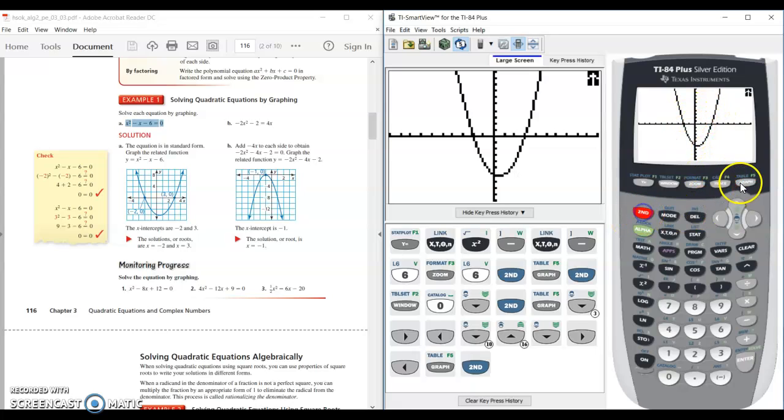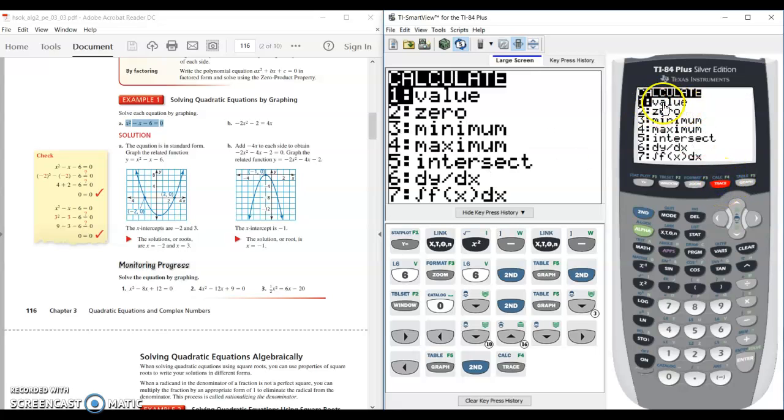So push second, and now we're going to push this trace button, which is now the blue word calc. And you can do a lot of things. You can calculate a value, so you can just plug in an x and it'll tell you what it equals. You can find a 0. That's ours. We're going to be finding zeros. We're looking at when y is 0. And you can find a minimum or a maximum or an intersect. All of those are different things that you can find, and they're very easy. And on the regular TI-84, not on the cell phone or iPad, where it's touchscreen and a lot easier, these are the ways you got to do it.